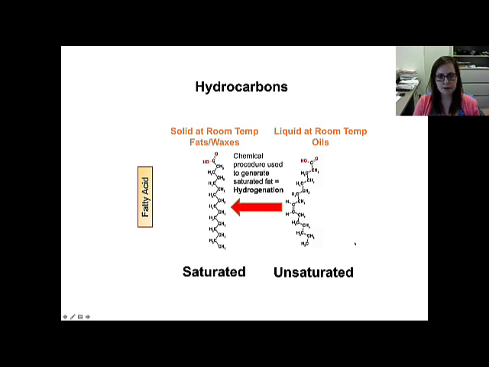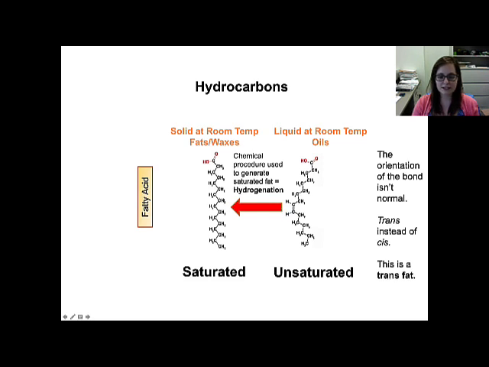So there's a chemical procedure that takes things that are liquid and makes them solid. And this can be useful for preservation or if you want to do a specific cooking technique, where you're dealing with a solid as opposed to a liquid. And this procedure is called hydrogenation. Essentially, what they do is they break this double bond here, and then they put in hydrogens. Okay, so that's why it's called hydrogenation. And this turns it from a liquid to a solid.